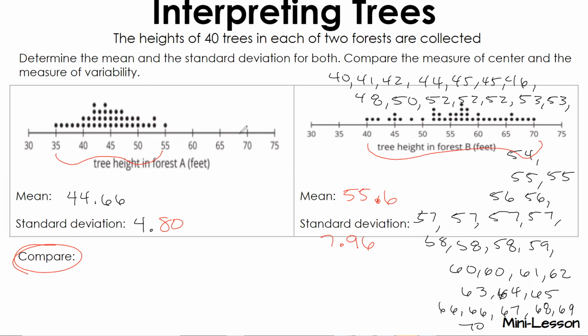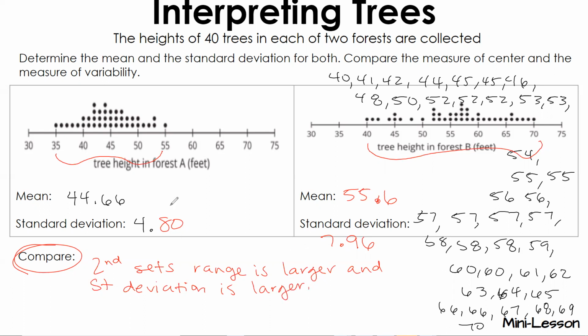Which range is going to be bigger? This one, right? So the second set's range is larger, and your standard deviation is larger. Okay. Now we're going to compare our mean. Our mean over here is bigger than the mean that's over here, right? Okay, so the second set's mean is larger than the first.